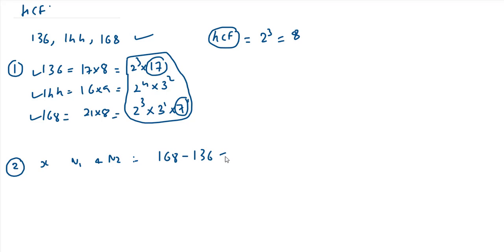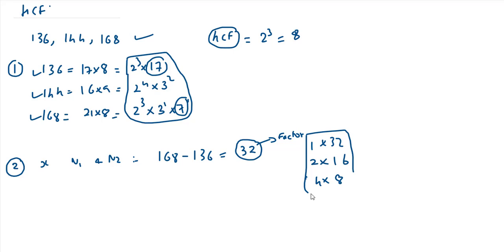136 and 168, the difference will be 32. So HCF by definition is the number which divides all these three numbers, hence it should also divide the difference between any two numbers. In other words, it should be a factor of 32, that is the difference between these two numbers. So what are the factors of 32? 1 into 32, then 2 into 16, 4 into 8, and then the factors will keep on repeating. So now these are the factors. One among these factors will represent the HCF.